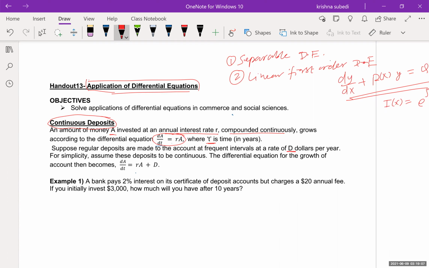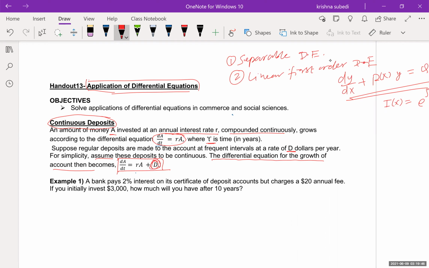For example, if you decide to put $100 every month for the whole year or for a couple of years, then we can consider that as continuous with respect to the month. If you decide to deposit, let's say $100 per year for many years, then we can consider that deposit to be continuous with respect to the year. Okay, so that's what we need to assume. Then differential equation for the growth of the account becomes dA over dt equals RA plus D.